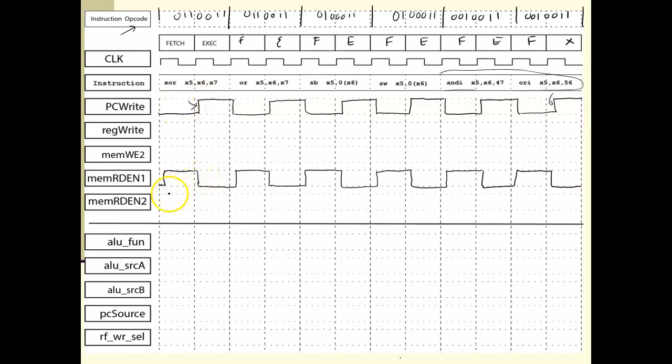The memory is synchronous, so essentially by turning this read enable on at this point, it makes the data from the instruction available at the beginning of the execute cycle. Okay, well, that looks good. And so it doesn't really matter what we're doing here.